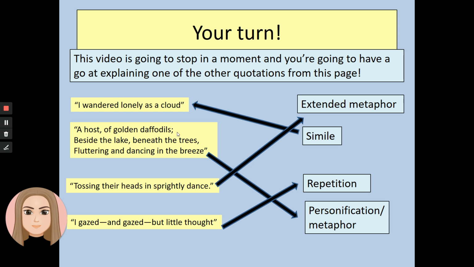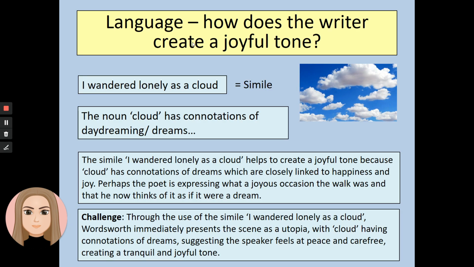I know that this is quite difficult, but I really want you to have a go. I want you to have a go at using the quotation, having a go at using the technique that we've looked at already. There'll be an explanation in the question, but that is going to be your task, okay? There'll be another video after that, moving on, and we're going to look at structure. But for now, I want you to have a go at answering this question: how does the writer create a joyful tone using one of the other quotations? Off you go.